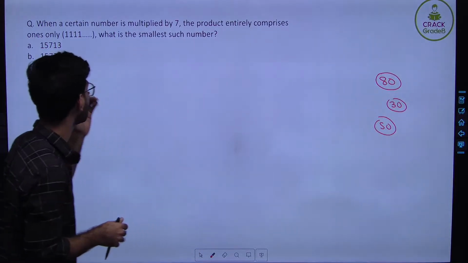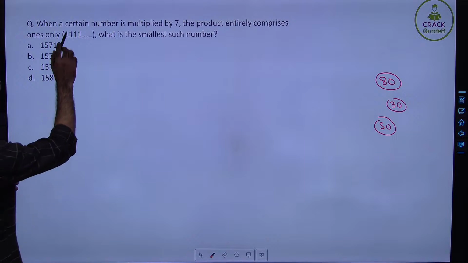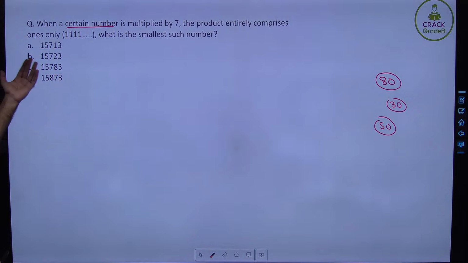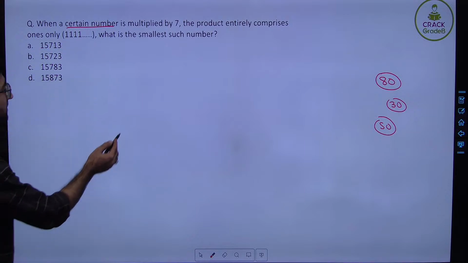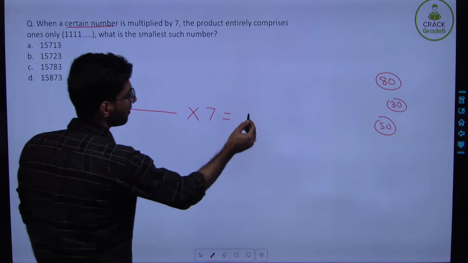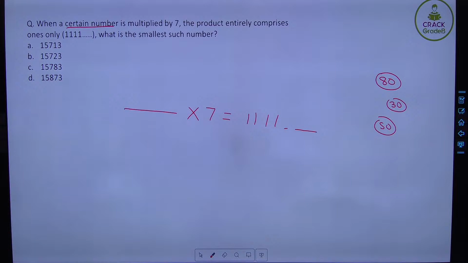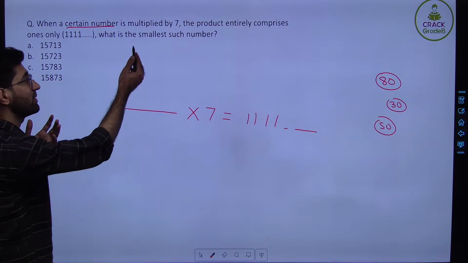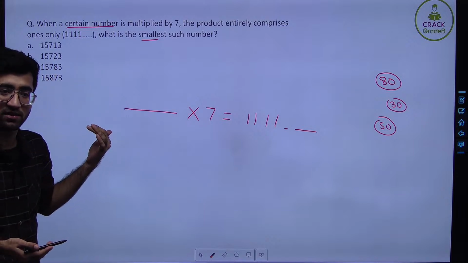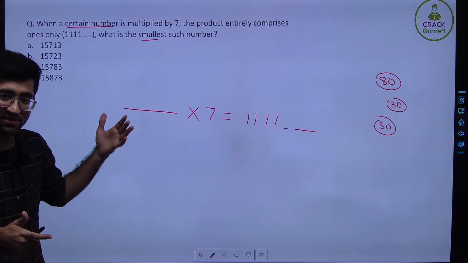So if you read this question, the question says that when a certain number is multiplied by 7, okay, there is a number, and if that number is multiplied by 7, the product entirely comprises ones only, 111, right? Means if there is a number, suppose this is a number, and if you multiply this number with 7, only 1111 comes, right? Okay. Now, what is the smallest such number? See, you don't have to think about smallest a lot. In this kind of questions, you have been given options, right? So definitely in this kind of questions, you should use options, right?